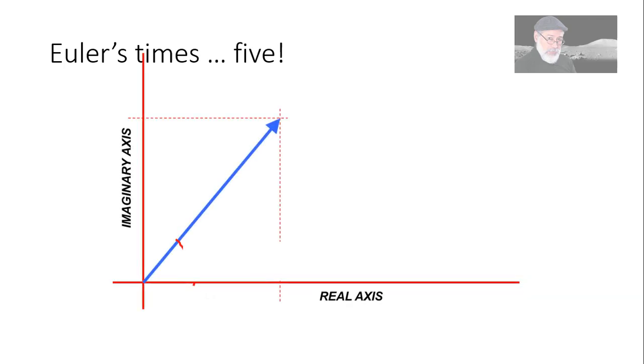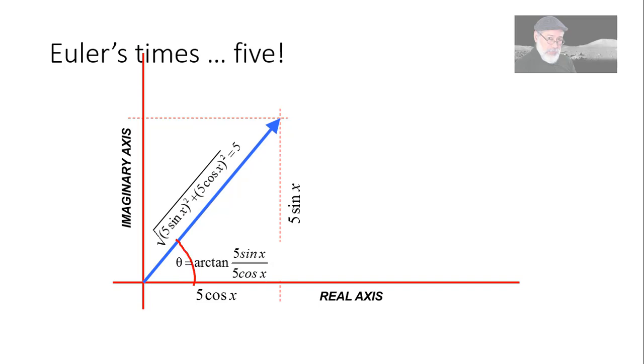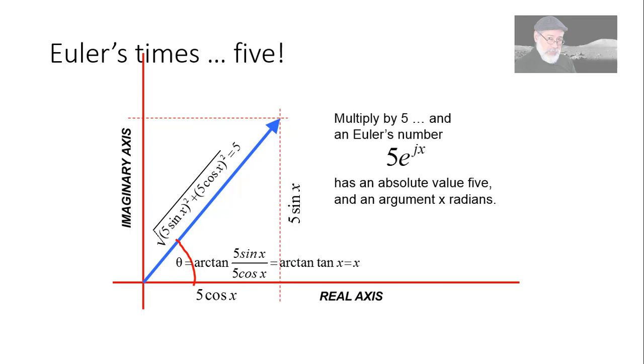Super. What about if I multiply an Euler's number by 5? There. The real part would be 5 times cosine x. The imaginary part would be 5 times sine x. What is the absolute value? Oh, the absolute value would be 5. Yeah. And the argument? Let's divide 5 sine x divided by 5 cosine x, and we get exactly the same angle as before, x. That means multiply by 5 an Euler's number, and what you get has an absolute value of 5 and the same argument as before.